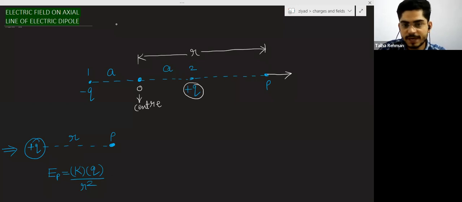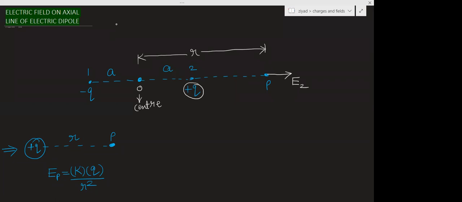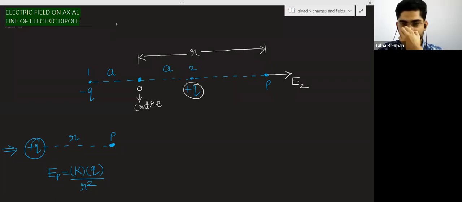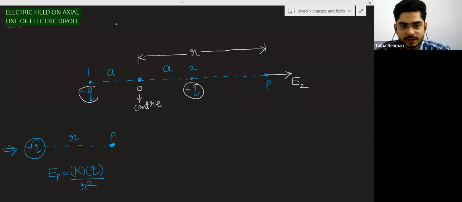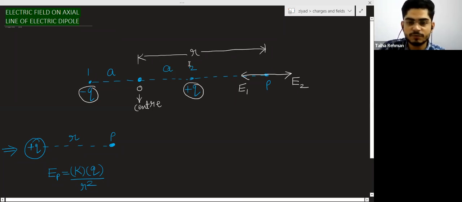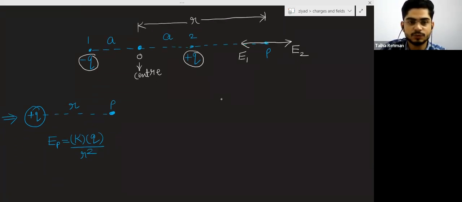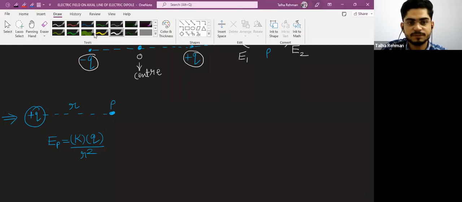So this is the electric field due to this charge 2. This is E2. And now due to this charge, we will calculate the electric field. Due to this charge, the electric field will be in this direction, because this is a negative charge. So this is E1. So now we have calculated the direction of the electric field. Now we will calculate E1 and E2, the magnitude of the electric field.